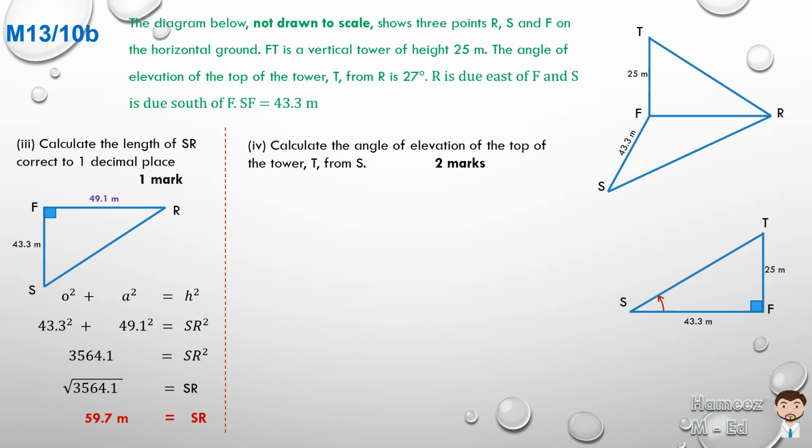And how do we get that? Look at the information we know in this right angle triangle. We know the opposite, O, and we know the adjacent, A. So the trigonometric ratio we should use would be tan theta is equal to O over A. And let's substitute: tan S, which is the angle that we want to find, is equal to 25 over 43.3. And if you carry the tan across, so that we're left with S alone, S is equal to the inverse tan, or arctan, or tan inverse, of 25 over 43.3. And that gives us 30 degrees.